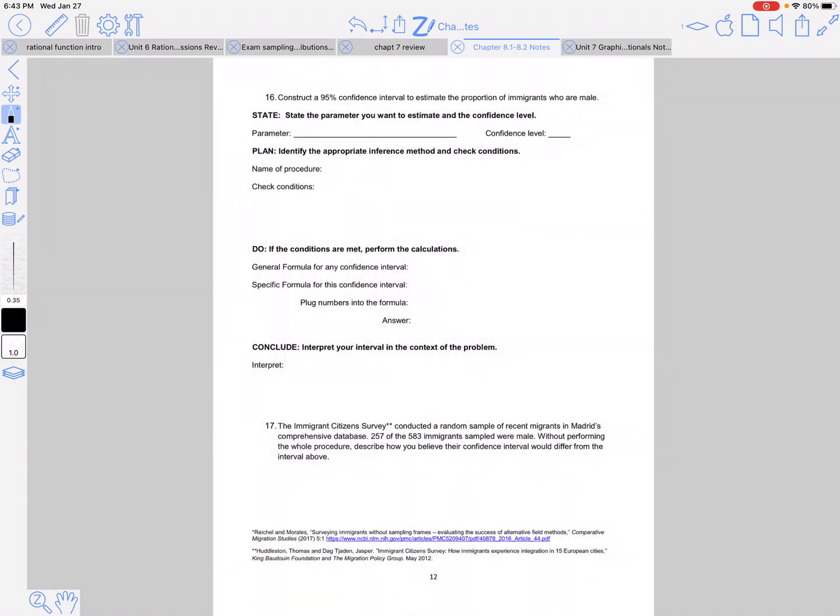Now, number 16, we're going to try to find a confidence interval to capture the true proportion of males that are immigrants into other countries. So we're going to construct a 95% confidence interval to estimate the proportion of immigrants who are male, as you can see in 16. Now this format: state, plan, do, conclude.